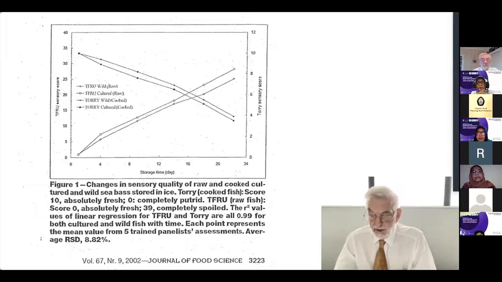For interest, I've just put the Torry sensory score. This is for cooked fish, and that starts in the top left hand corner at just below 10 and goes down to below 4 on the right hand side. That was for the cooked fish. So that is sensory assessment, and the objective, I say, is to see if the fish is worth buying and to identify how much longer you have before you need to process it or throw it away. Thank you very much indeed, and I look forward to answering any questions.